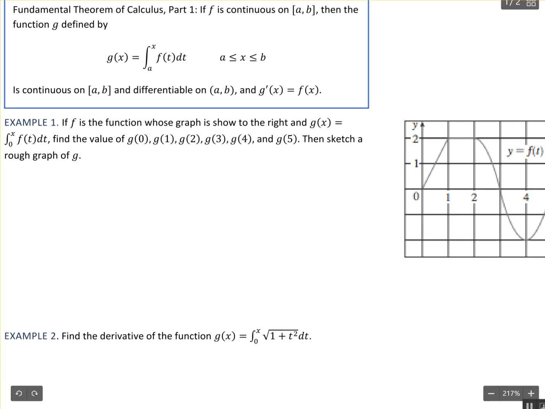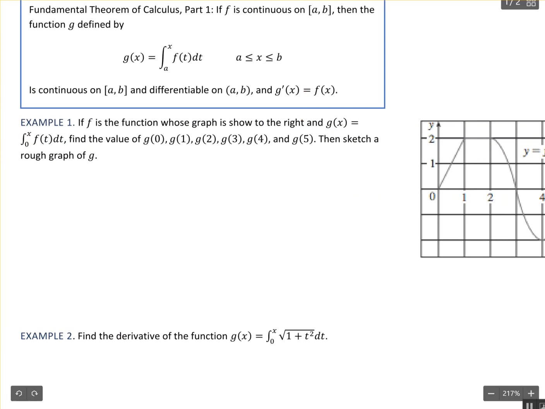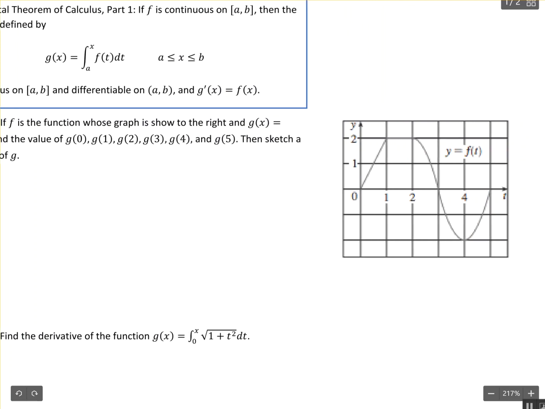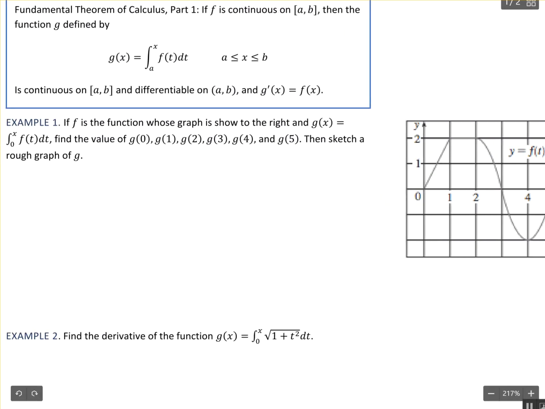So first, let's understand what this function is saying right here. What you can think of is, if f is the function whose graph is shown to the right, and g of x is the integral from 0 to x, we're going to find g of 0 through g of 5, then sketch a rough graph of g. Okay, so what we're trying to do is 0 to x tells me the area from 0 to x. So g of 0, the area from 0 to 0, well, that's going to be 0.